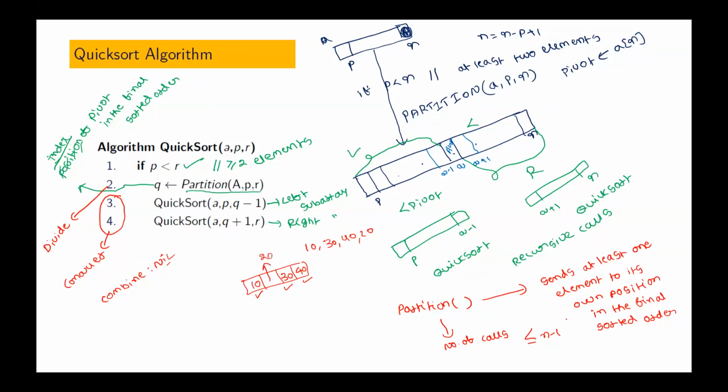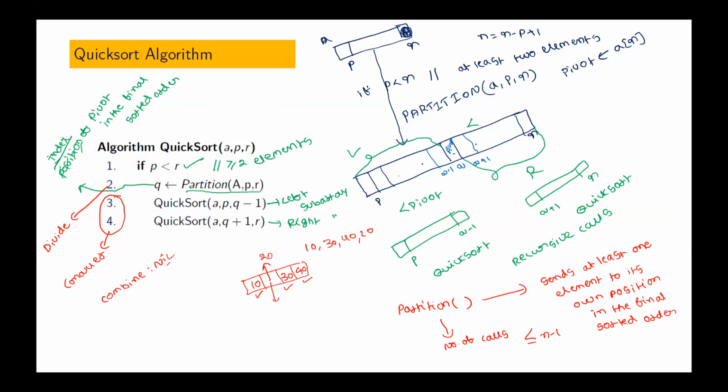So that's why I need not call n times. N minus 1 times is enough. That means here only one element is left. Do I need to call the partitioning algorithm again if there is only one element? No. Is that clear? Why is the number of calls not more than n minus 1? Clear, sir.